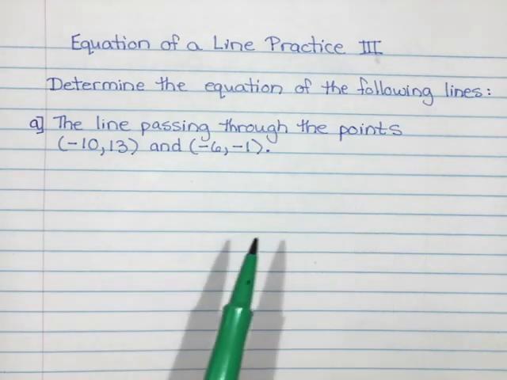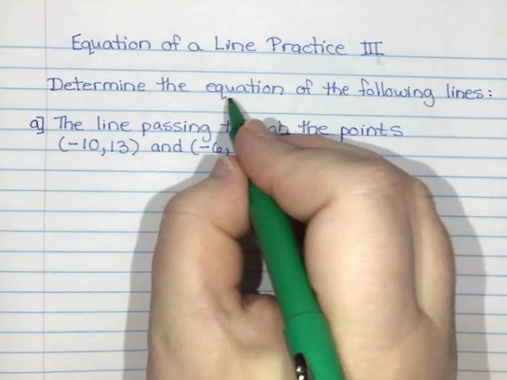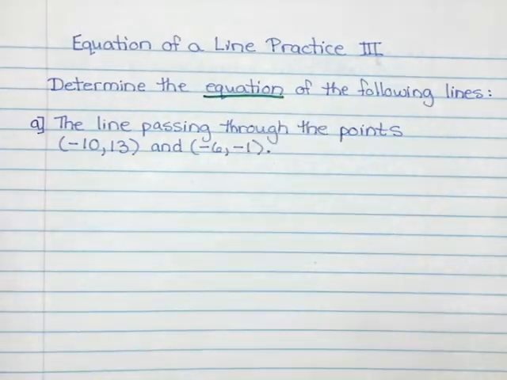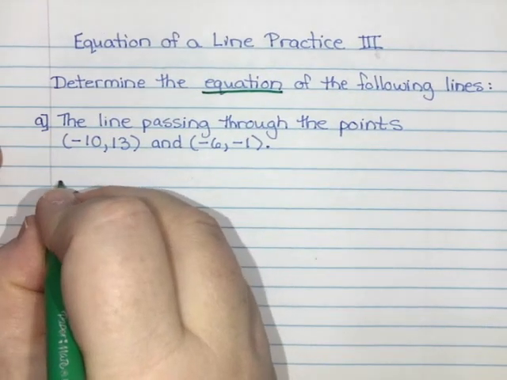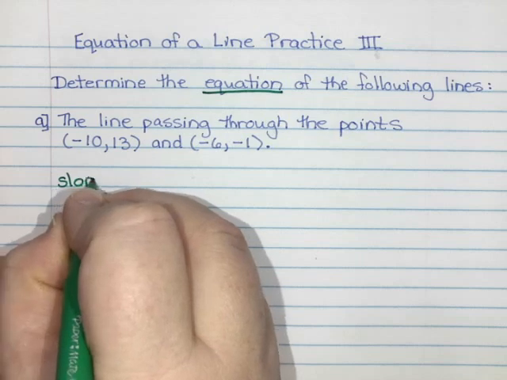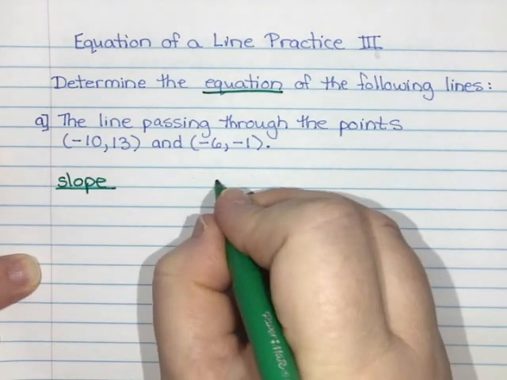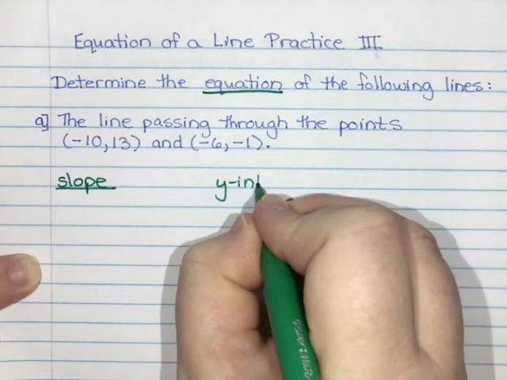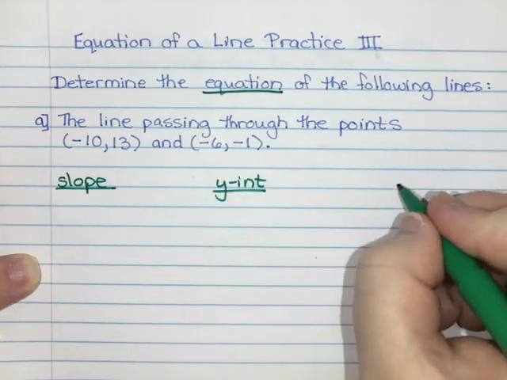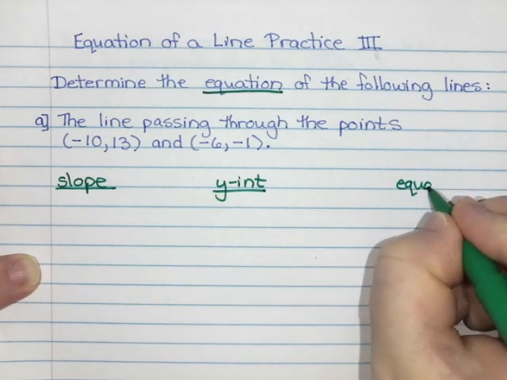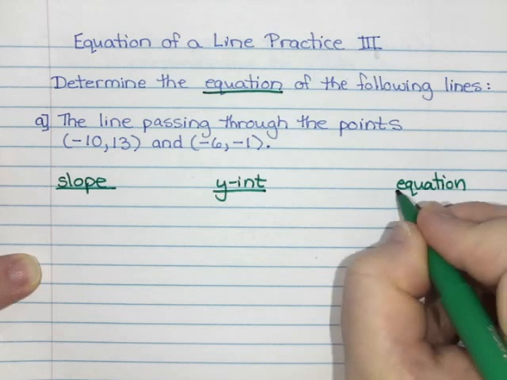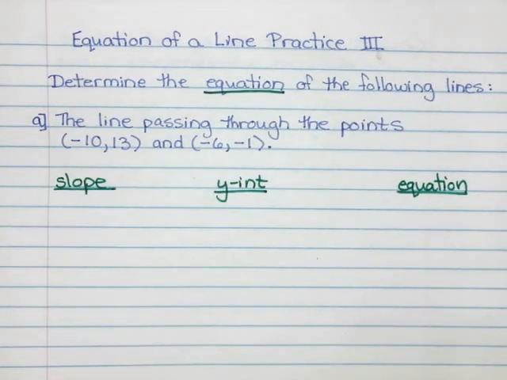So when I'm doing the equation of a line, and that is what we're being asked to do, there are 2 things you need. You need slope and you need the y-intercept. And then once you have the slope and y-intercept, you can use those to build your equation. So, slope. Did they tell me the slope?